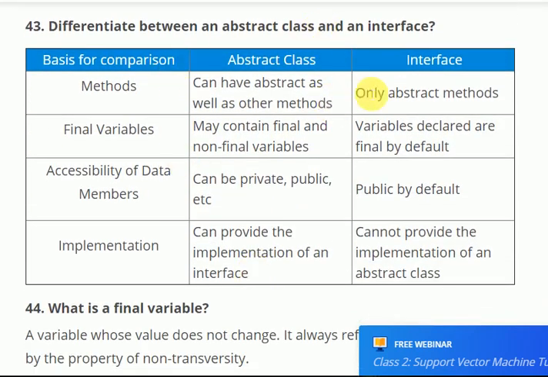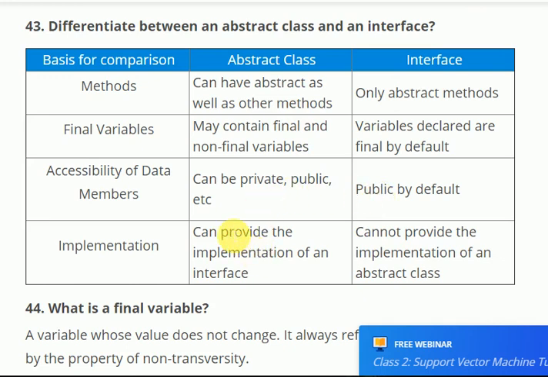Difference between abstract class and interface. An abstract class contains abstract as well as normal methods, while an interface has only abstract methods. An abstract class may contain final or non-final variables, while variables declared in an interface are final by default. Abstract class members can be private, public, etc., while interface members are public by default.